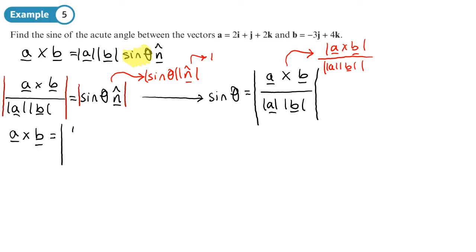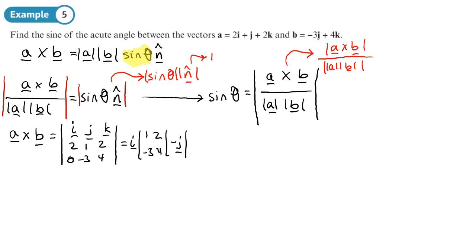So that's going to be the determinant of this, i, j, k, and our coefficients are going to be 2, 1, 2, 0, minus 3, 4. So that'll be i, 1, 2, minus 3, 4, minus j, and that will be 2, 2, 0, 4, plus k, and that will be 2, 1, 0, minus 3. So this is just for the top part, this is just for the cross product.